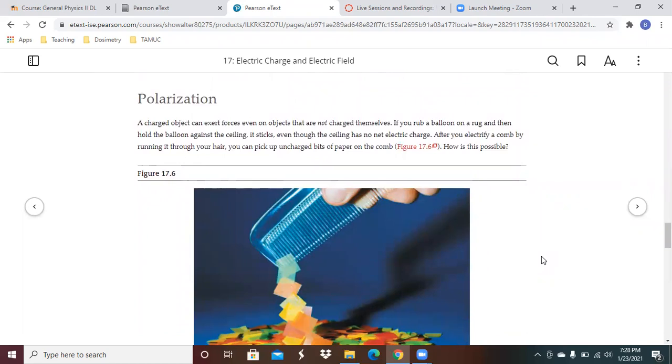Polarization. A charged object can exert forces even on objects that are not charged themselves. So if you rub a balloon on a rug and then hold the balloon against the ceiling, it's going to stick, even though the ceiling has no net electric charge. After you electrify a comb by running it through your hair, you can pick up uncharged bits of paper.